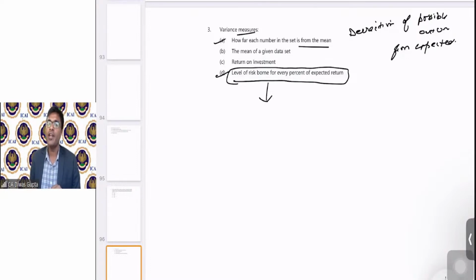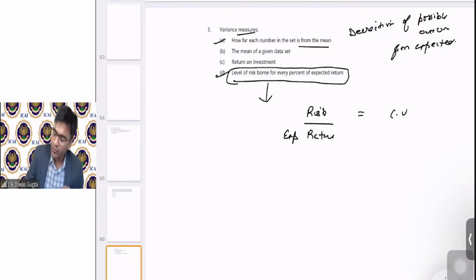Level of risk borne for every percent of expected return. We discussed it through comparison, project A and project B. Please formulate it. Risk divided by return. What does this stand for? Yes, Devansh, Tarek, Suraj, all of you are right. This is coefficient of variation. Perfect.